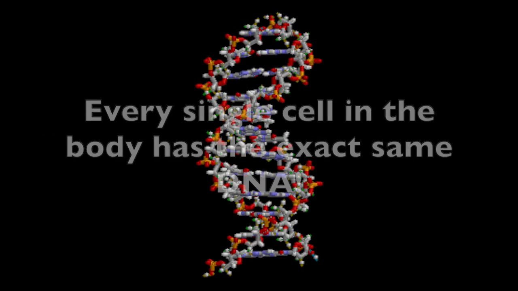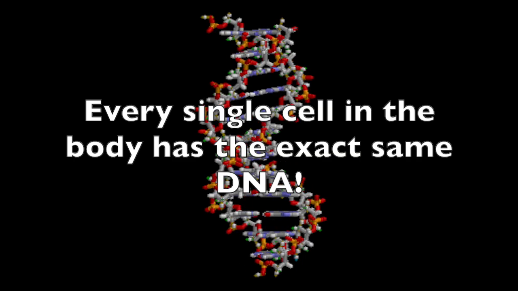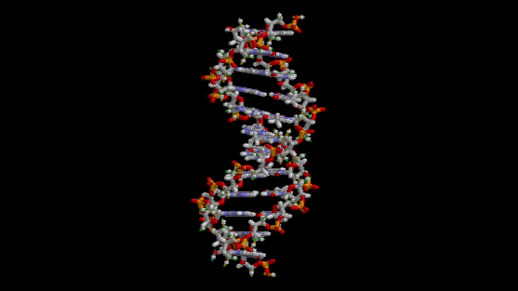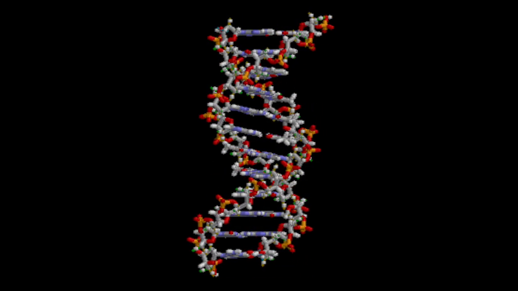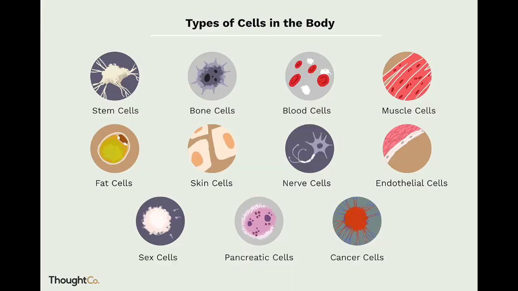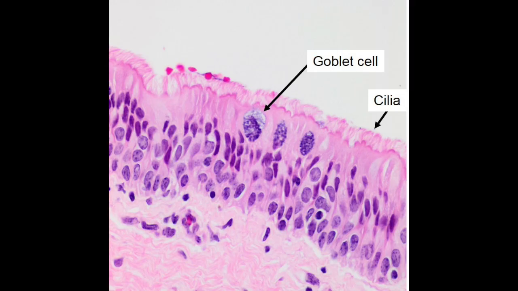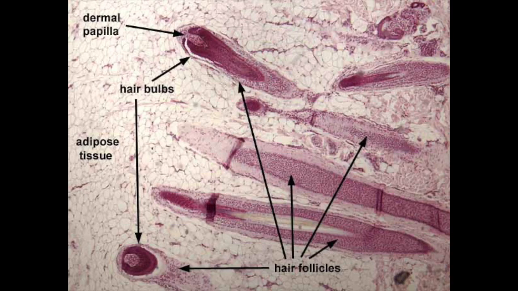Fun fact, every single cell in the body has the exact same DNA. It's super long and super complex. If that's the case, how does each cell in the body know how to be different? How do our heart cells know not to make protease, an enzyme found in the small intestine? How does our trachea know how to make cilia, and our skin know how to make hair follicles?